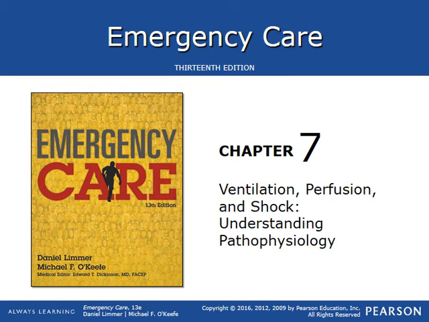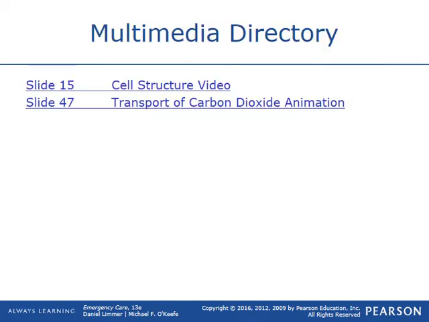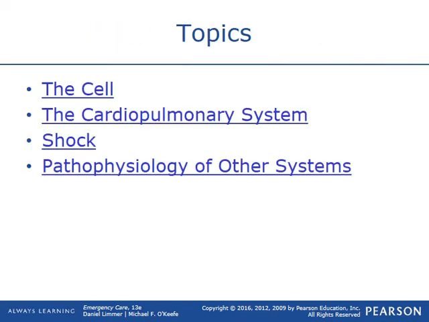Chapter 7, Ventilation, Perfusion, and Shock, along with understanding pathophysiology. Some of the topics we'll be discussing today are the cell, the cardiopulmonary system, shock, and also the pathophysiology of other systems.